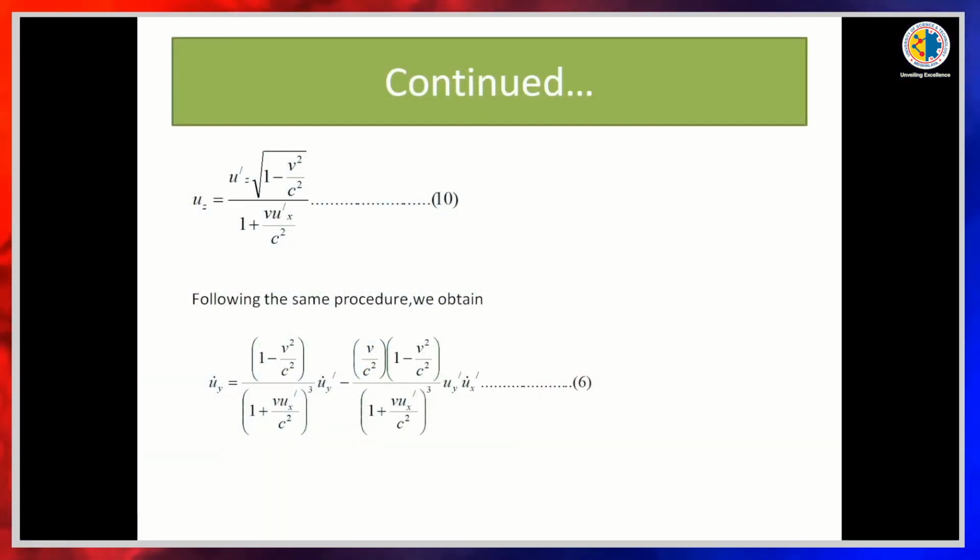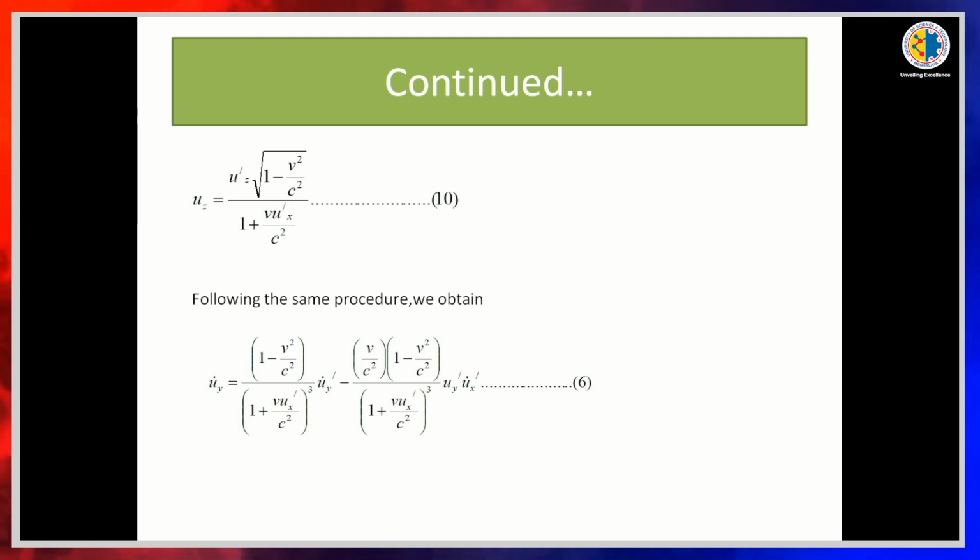Again we know that uy, the velocity component in the y direction, is equal to u'y into root over 1 minus v square by c square, divided by 1 + v u'x by c square. So, equation 9. And equation 10 gives uz is equal to u'z into root over 1 minus v square by c square, divided by 1 + v u'x by c square. It is the velocity component in the z direction.